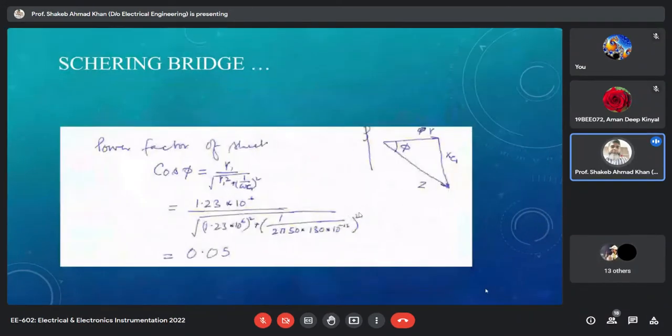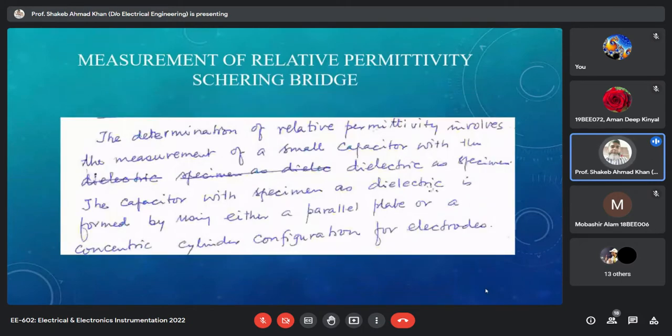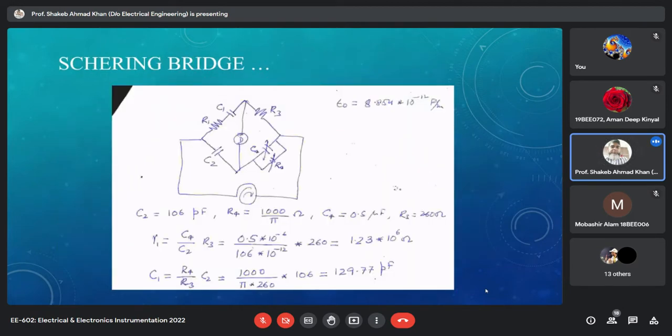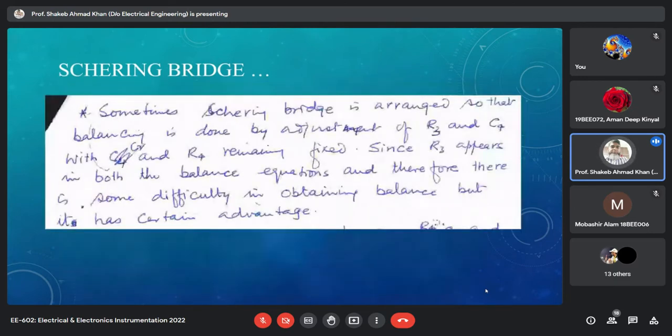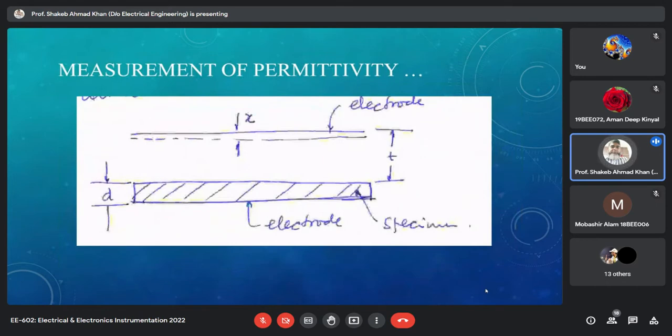The topic where we left yesterday. So we discussed the measurement of relative permittivity of insulating sample material using Schering bridge. And along with the Schering bridge, I discussed on the last run, we discussed one insulation testing setup.